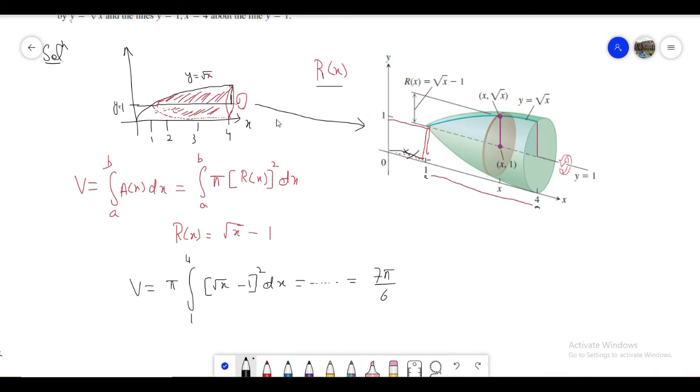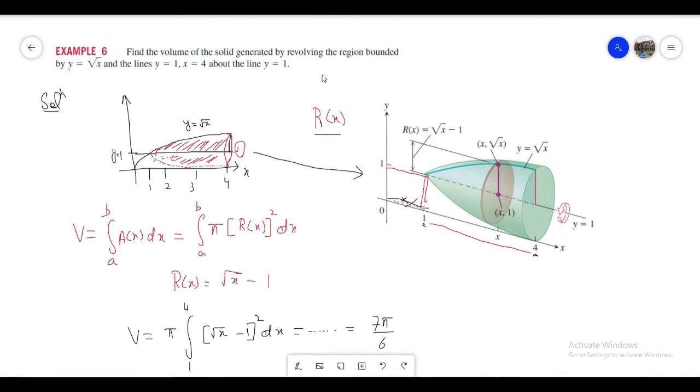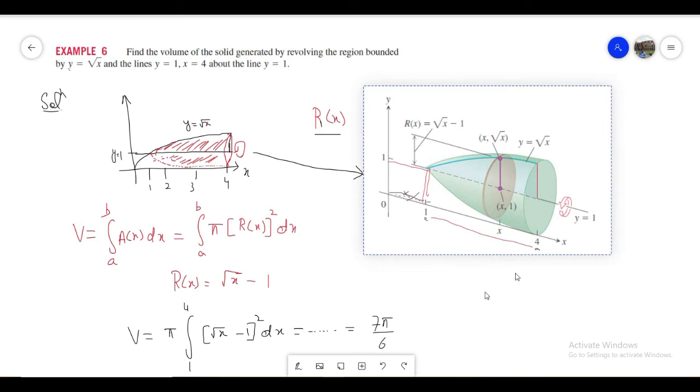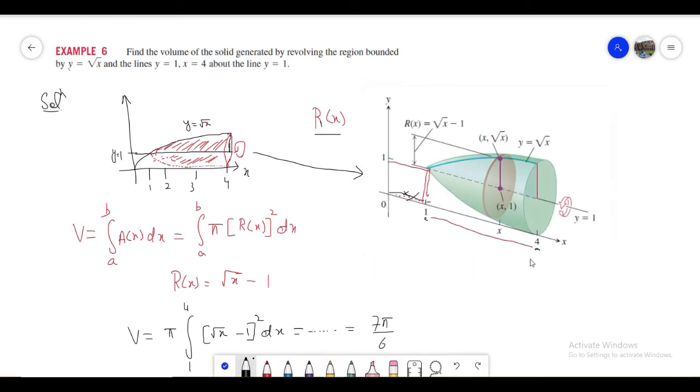So as demanded, the question was saying that the region bounded by the curve y is equal to root x and the lines y is equal to 1, which was this dotted line, you can say this solid line over here, up to x is equal to 4, which is this one, and about the line y is equal to 1. So this was rotating like here.